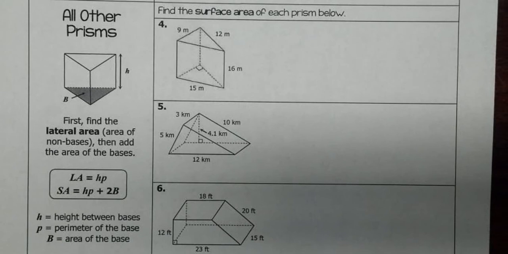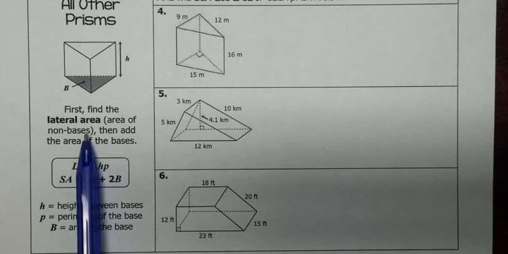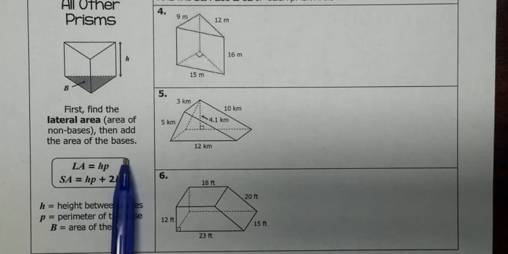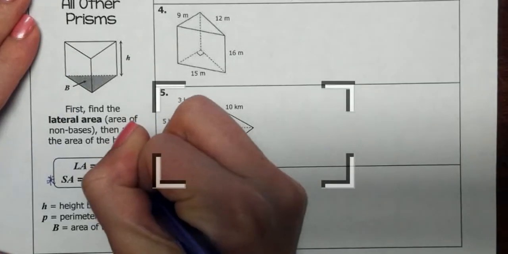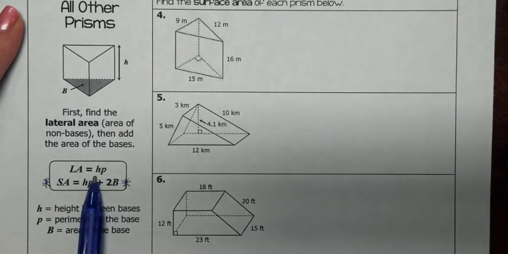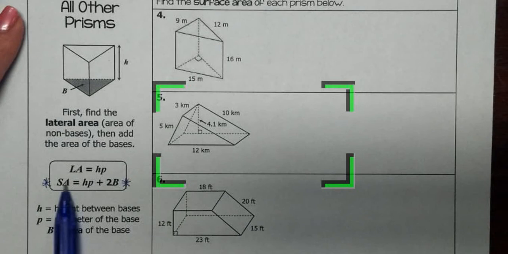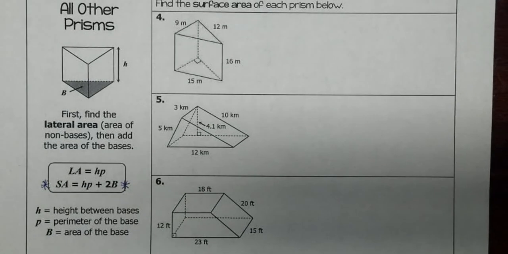Okay, so what we're going to look at, I'm going to explain. It gives us 2 formulas here. It says first find the lateral area, the area of the non-bases, and then add the area of the bases. We are just going to mainly focus on this surface area formula. The lateral area does not include the bases, but we're going to include the bases in our formulas. I'll show you a little bit later on in some lessons where we'll only find lateral area. For right now, surface area is what we're finding.